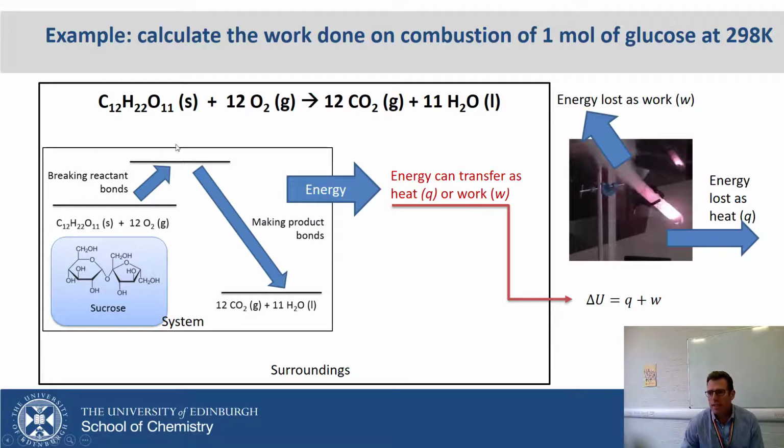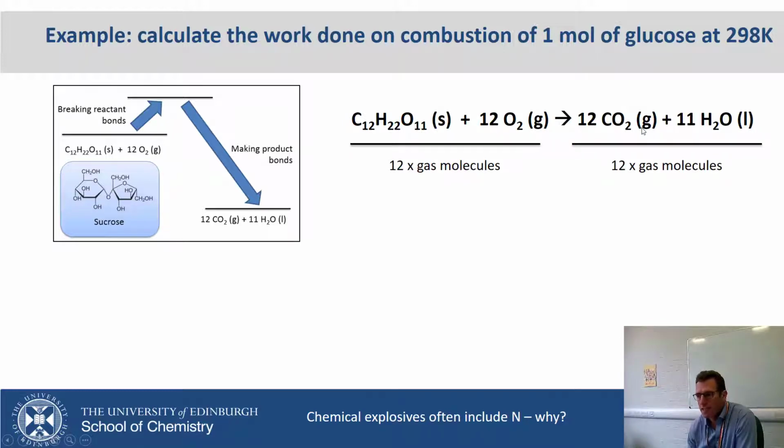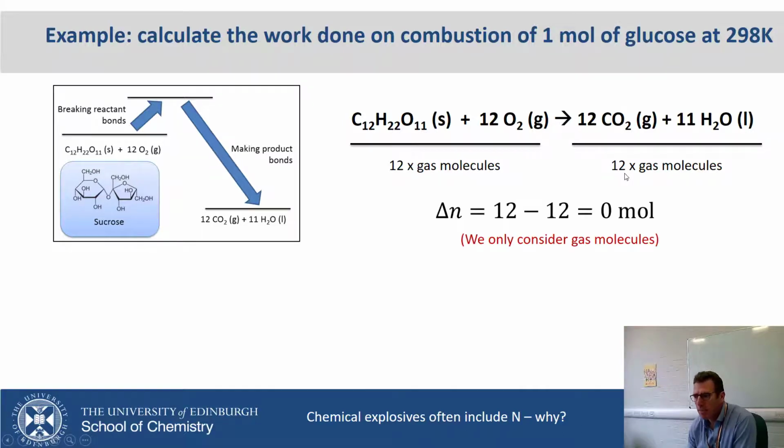Okay, so let's have a look at our system. Our system was a screaming jelly baby reaction, and we can see here that we've got a solid reacting with a gas to form a gas and a liquid, and we want to know what the work of expansion is in this case. Looking at this reaction, what we find is that the number of gas molecules doesn't change. We go from 12 gas molecules in the reactants to 12 gas molecules in the products. So as written, this system is doing no work of expansion. We're going from 12 to 12 gas molecules, so therefore delta n is equal to 0.